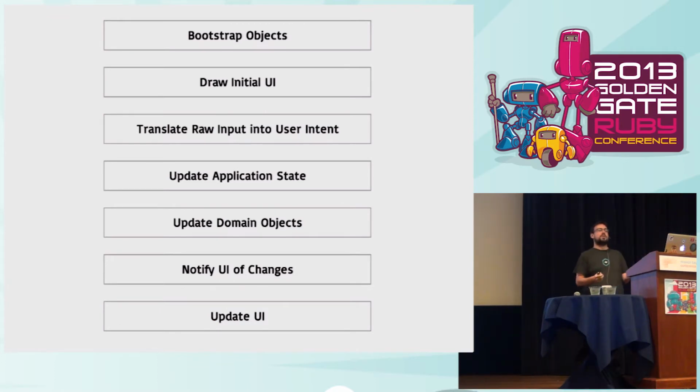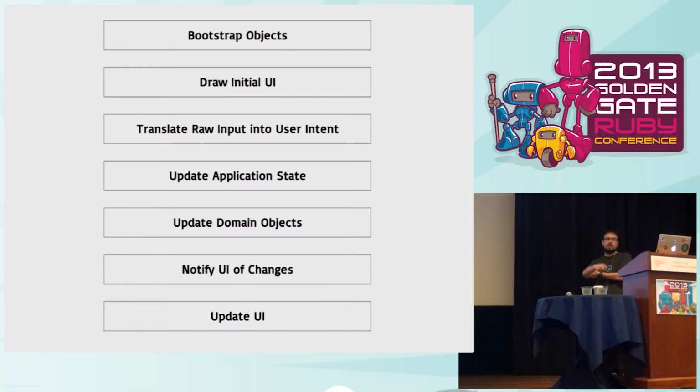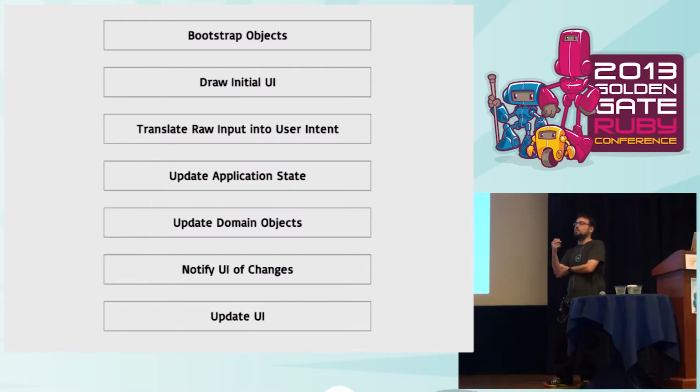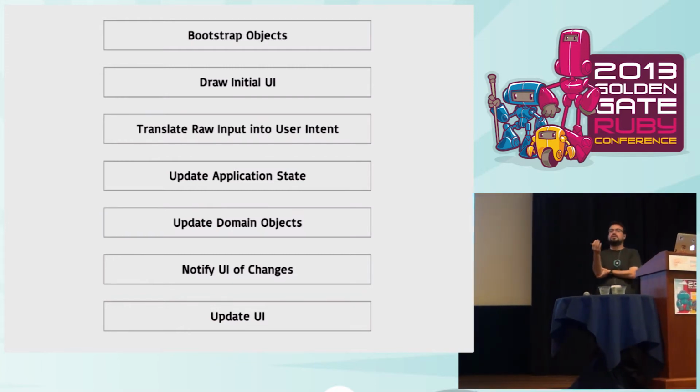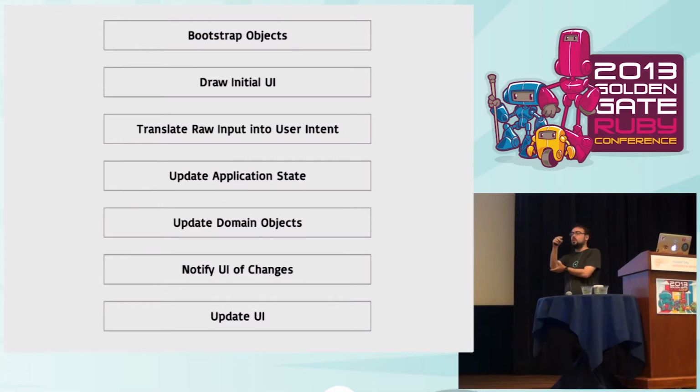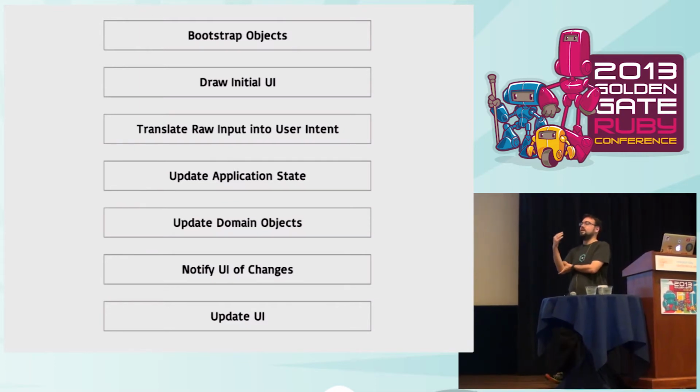And maybe bootstrapping objects, if you're doing a very, very simple, global, state-everywhere kind of thing, is very small. But I think as the systems get more complicated, bootstrapping objects becomes a more complicated thing. Then you draw your initial UI, you put it on the screen. As the user starts clicking around, what you want to do is you want to take the thing that the user actually did, which is like mouse down at position 12,57, and convert that into user intent.